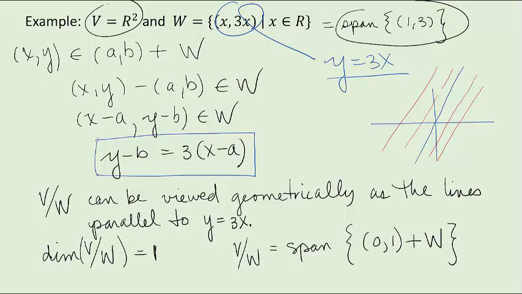Notice that if we multiply by a constant, by any scalar b, let's say, we have 0b plus w. And that would be the set of all (x, 3x plus b). And you see that that is a line parallel to y equals 3x.